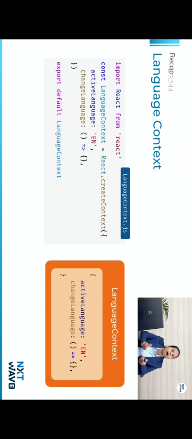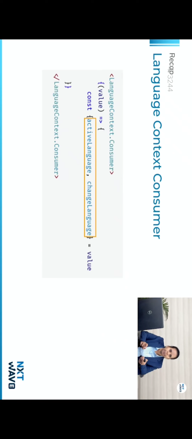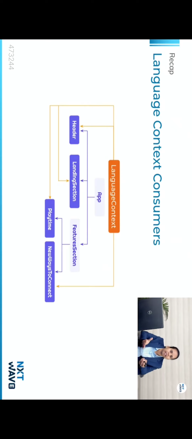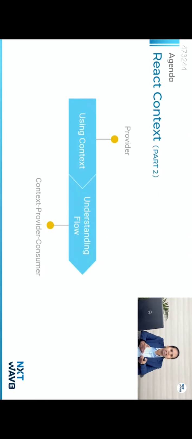Then we saw how to access the context value, right? For that, we'll use the consumer component of the context. We'll write the context object dot Consumer. That is a component. Within that, we'll have a callback function to which the context value will be passed as an argument. You can see there, there's value. Within the callback function, we can access the context value through that. Clear? So we understood all of this, right? We made use of these consumer components in various other components like header, landing section, playtime, and new ways to connect, and we have seen the outputs.